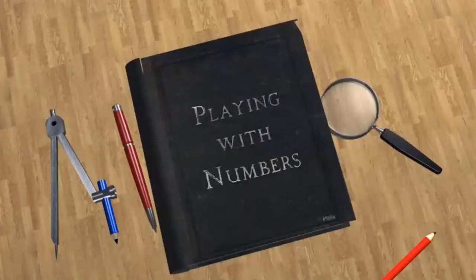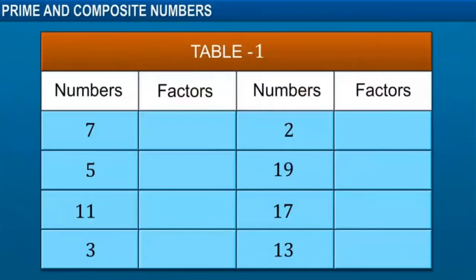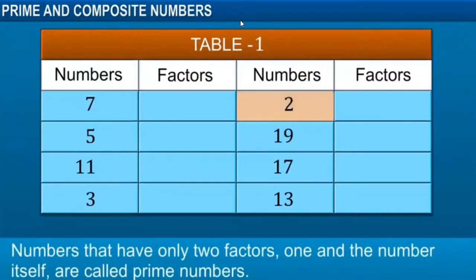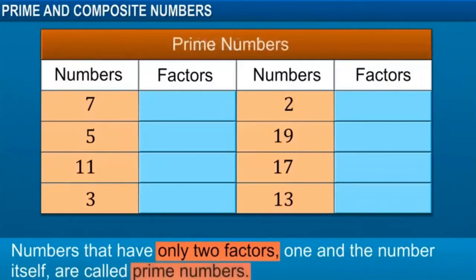In this module, you will learn about prime and composite numbers. Numbers, along with their factors, are shown as numbers like 2, 3, 5, 7, 11, 19, and so on have only two factors, 1 and the number itself. These numbers are called prime numbers.